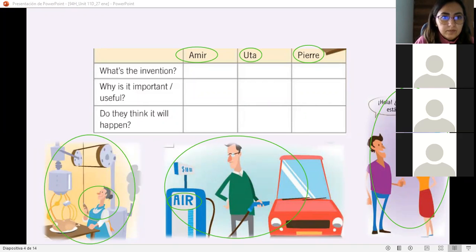Track 3.48. Hi, welcome to the show. Today we're looking at great inventions for the future. What really useful inventions do you think we need? People have called into the show to tell us their ideas. First up, we have Amir. Hi, Amir. Hi. So, Amir, tell us about what invention you'd like to see.